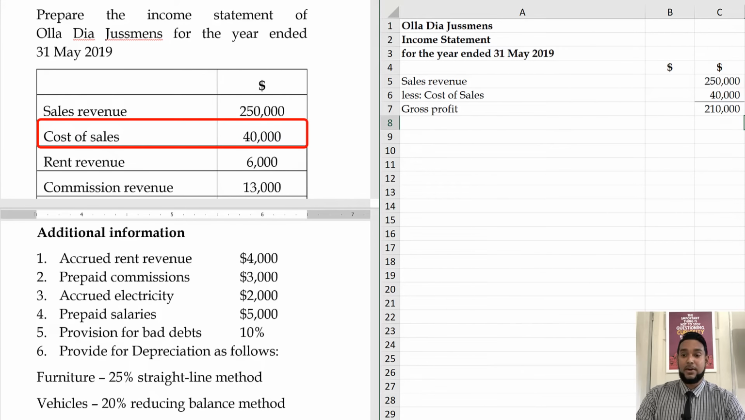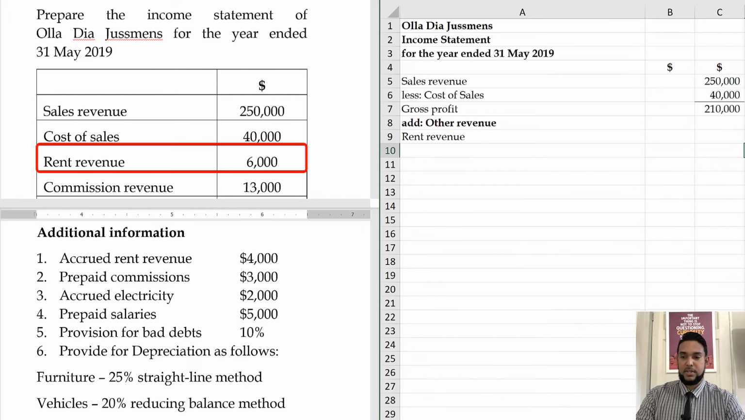To which we're going to add any other revenues. Now, the first revenue we're seeing is the rent revenue. Go down to the additional information. We'll see we have an accrued portion of 4,000. What do we do with accrued portions? We add them. Accrued starts with an A, add starts with an A. Accrued, add, accrued, add accrued.